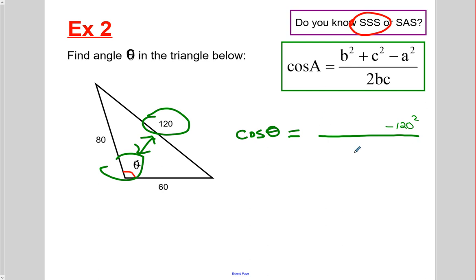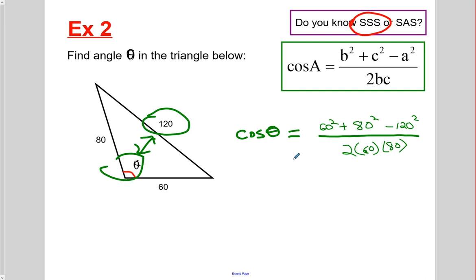Now I can just plug in the other sides, right? So I've got a 2 here. I've got one of the other sides. Let's do 60 first because the order doesn't matter. 60 squared plus 80 squared. And then I've also got the 60 and the 80 on the bottom.